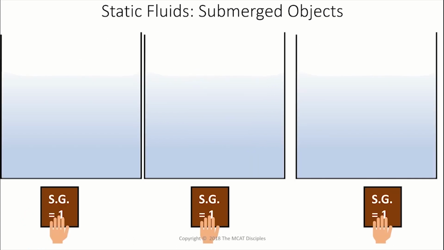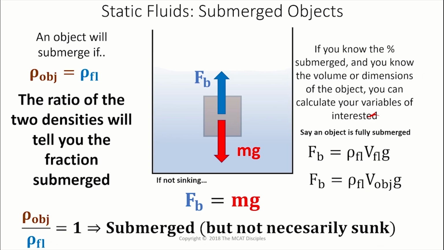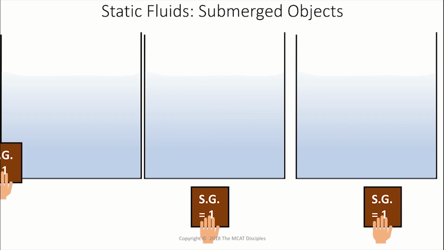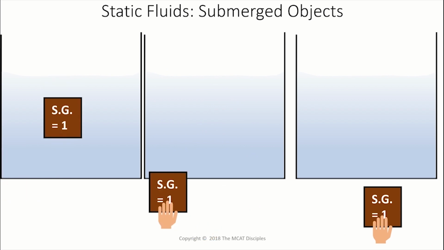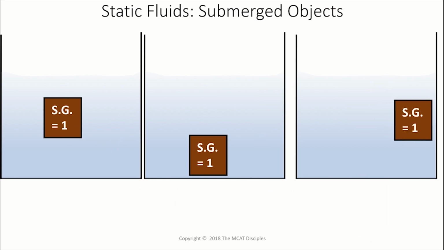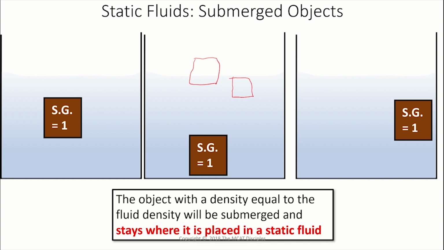In this case. So just to emphasize the point here about the specific gravity being equal to 1. So if your density is equal to the fluid density that you're in, you don't move. Wherever you're placed in that fluid, assuming it's a fully submerged position, you don't move. You just stay there. So if I were to put this object here, it would sink, and once it's sunk to this position right under the water, it won't move anymore. So that's what happens when you have a density equal to the density of the fluid you're in. The object with the density equal to the fluid density will be submerged and stays where it is placed in a static fluid.